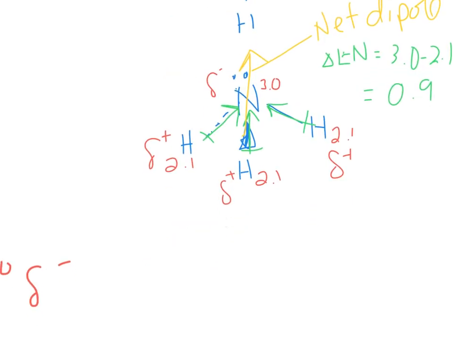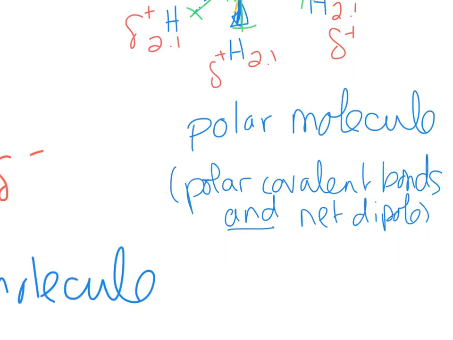So now you can see from this example that we have a molecule with polar covalent bonds and a net dipole. So therefore this is a polar molecule. It's important to note that in this case, two conditions have been met. There are polar covalent bonds and there's a net dipole in place. And that's how come this molecule is polar, whereas the tetrafluoromethane was not polar.